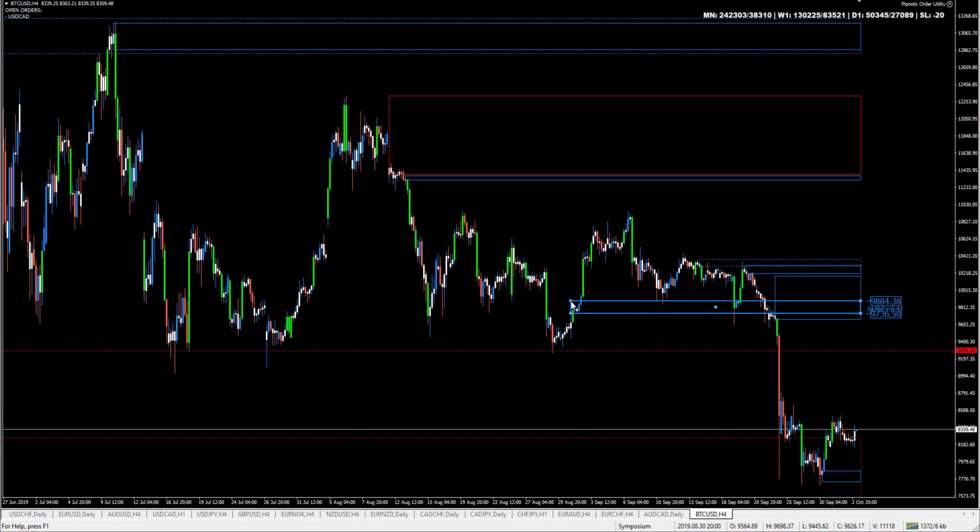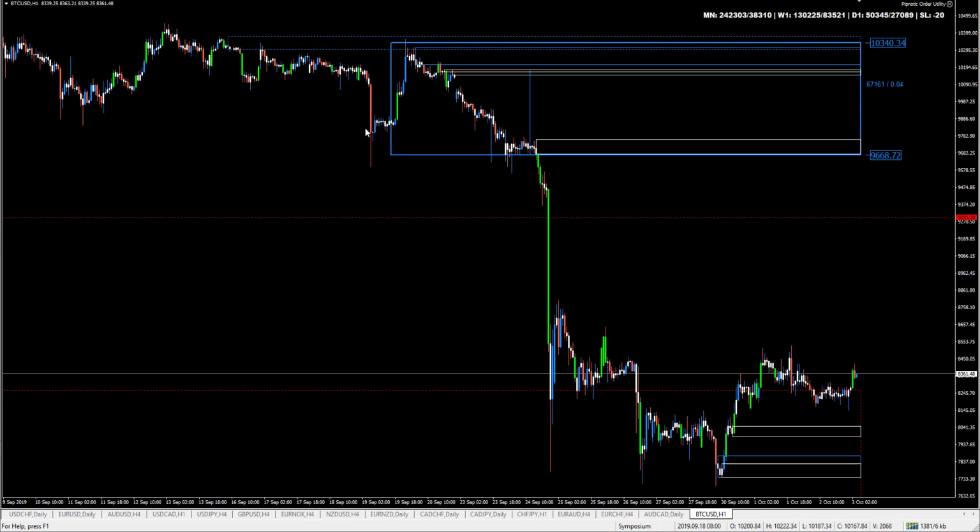This one's gone, the area that did it. That's kind of debatable, but you can see that we have something here which is gone, but this is the one that kind of forced price to move below. And so we have something here, within here somewhere. So let's have a look.